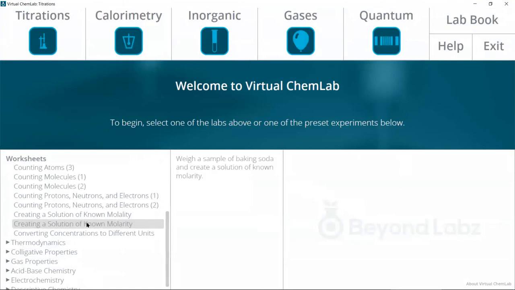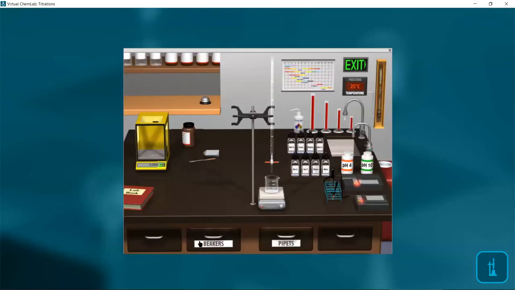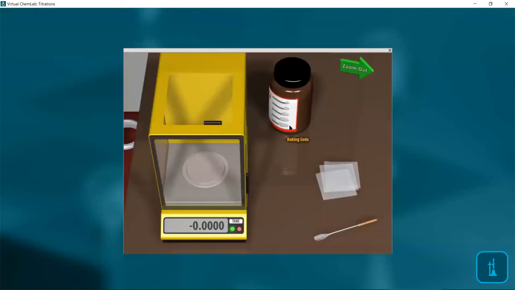And the second part, you'll do the same thing, except now, and let me make sure you can see it, you'll click the second one, creating a solution of known molarity. And if you look over here, it says baking soda, and you'll click on that. And it'll take you to the same lab. You'll take the beaker and put it over here. You'll weigh it out. And I'm going to zoom in just real quick for a second. If I hold my cursor over the bottle, it says baking soda. And you'll do the same thing I just did, where you'll weigh it, put it in a beaker, put it in a graduated cylinder, put water in, and zoom out.